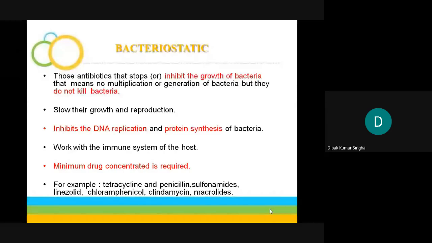Another is clindamycin and the macrolides. The macrolide group of antibiotics, generally erythromycin, azithromycin, and clarithromycin, act as bacteriostatic agents. What are the mechanisms of action?